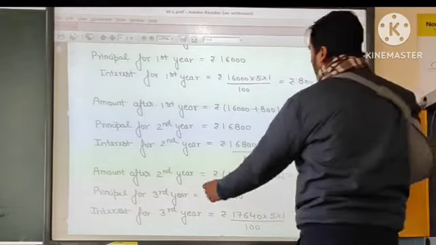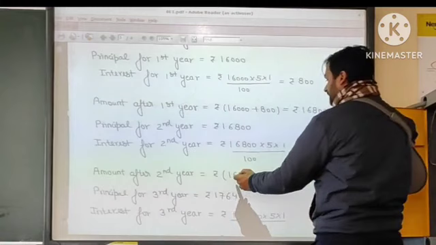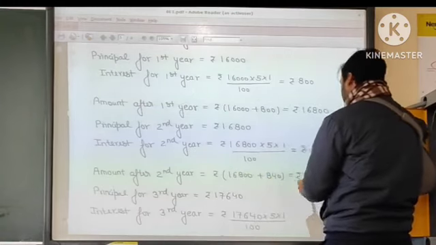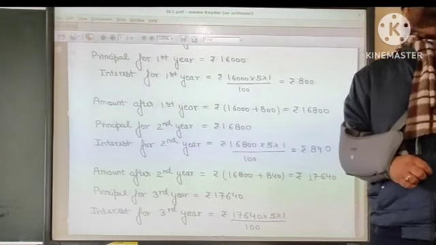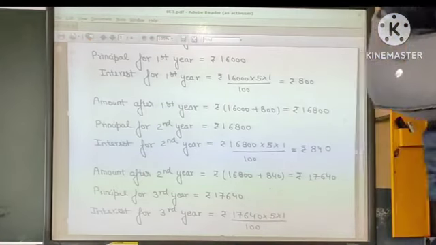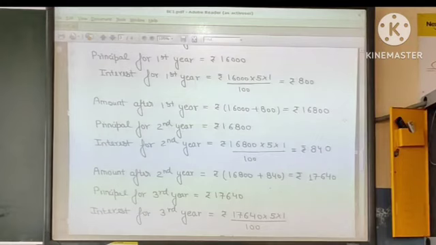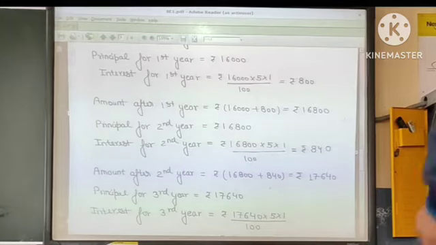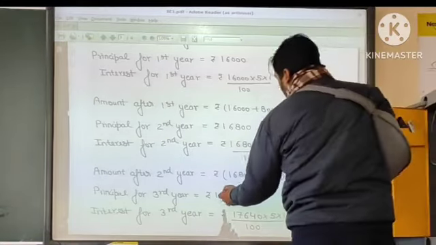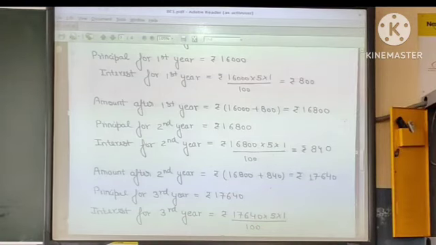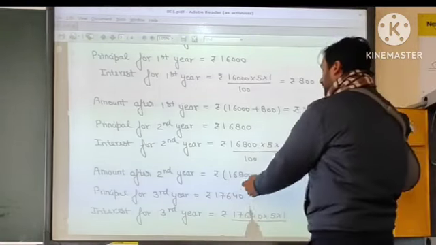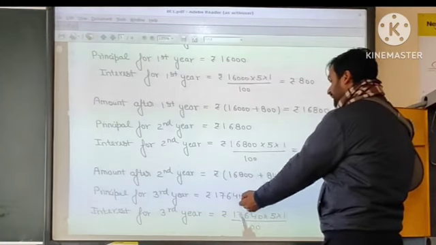So after second year, what is the amount? Amount after second year is 16,800 plus 840, that is 17,640. Okay. Now this is the amount after second year, and as I have told you in the previous question also, the amount after second year is the principal for the third year. So this is the principal for third year. How much? 17,640.